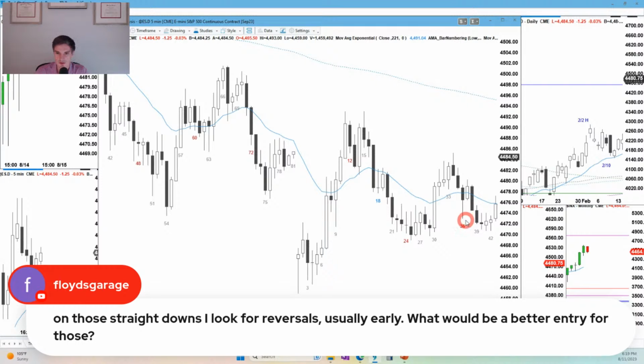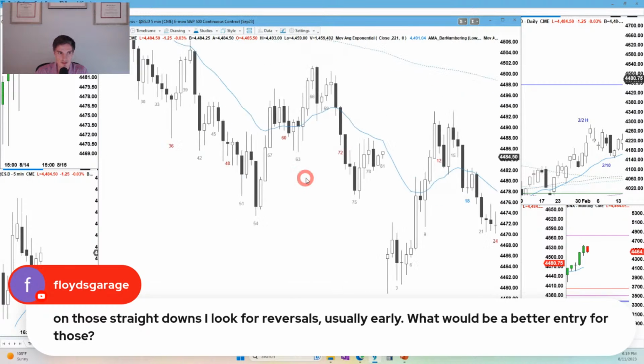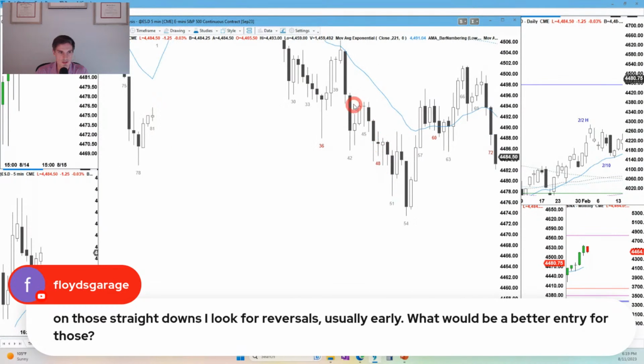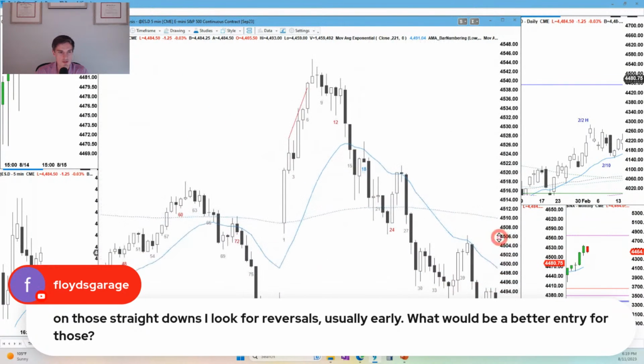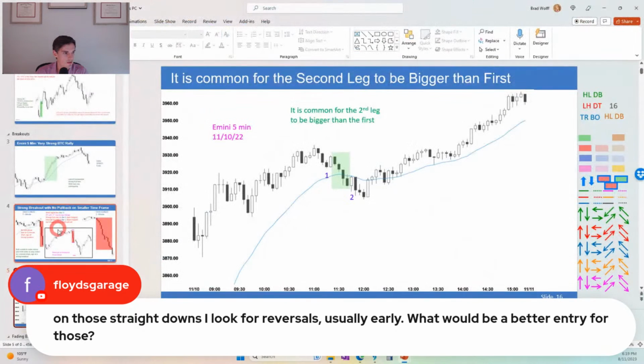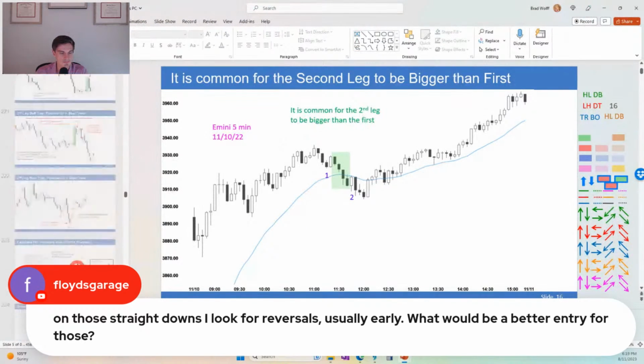On those straight down days, I look for reversals, usually too early. What's a better entry? I'm assuming you're talking about these days right here. So the way I view these kind of days, I actually drew a chart on this that might be helpful. Let me pull it up.